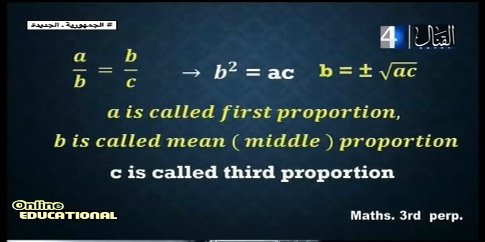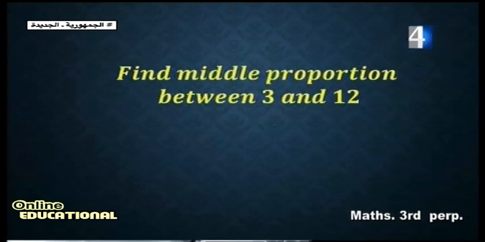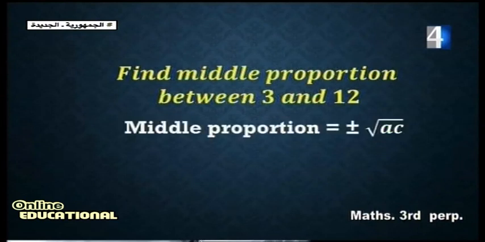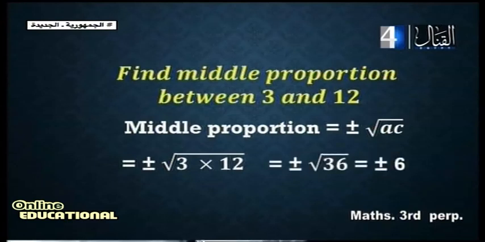Now let us have an example. Find the middle proportion between 3 and 12. You know that the middle proportion equals positive or negative root of AC. So it is positive or negative root of 3, which is the first proportion, times 12, which is C, the last proportion. So it is positive or negative root 36, to give a result of positive or negative 6.